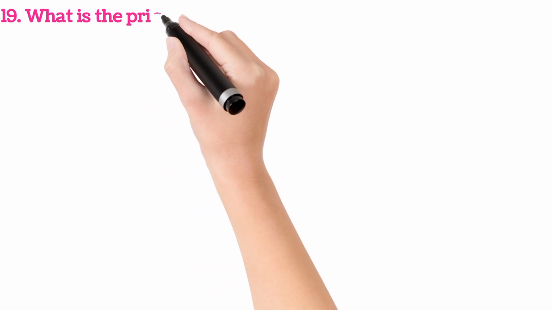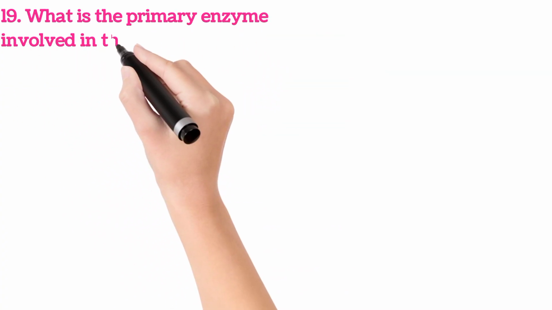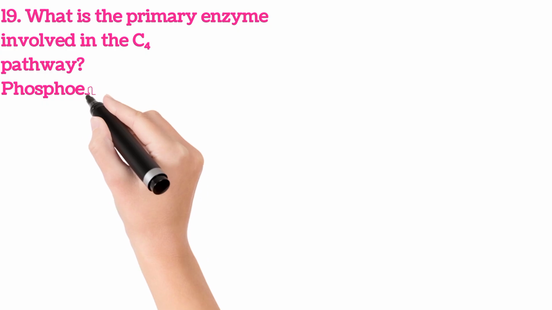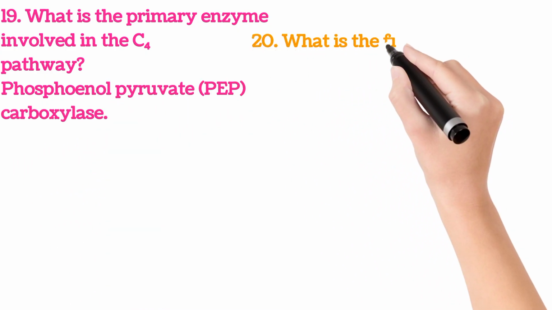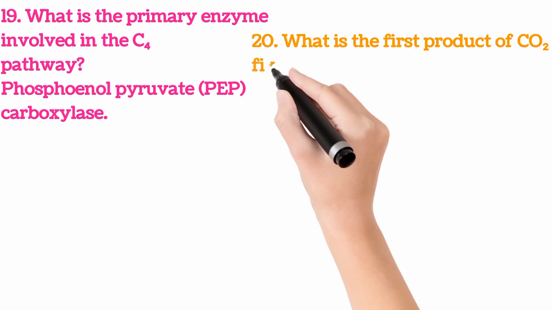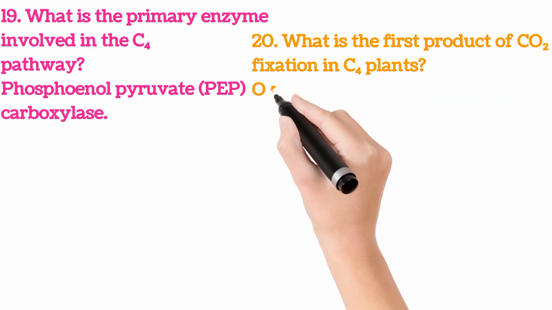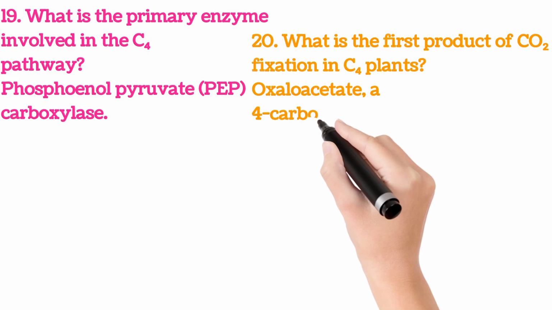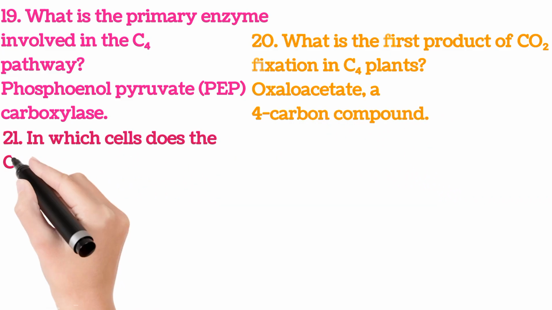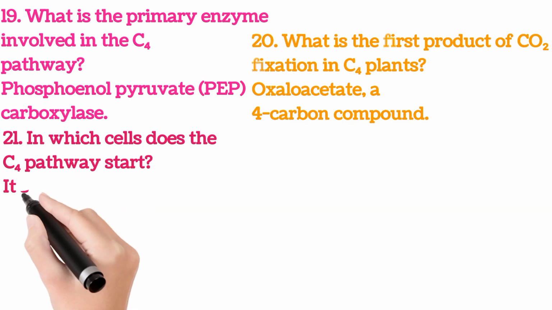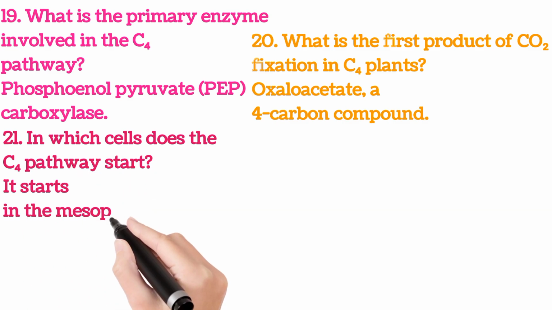19. What is the primary enzyme involved in the C4 pathway? Phosphoenol pyruvate carboxylase. 20. What is the first product of CO2 fixation in C4 plants? Oxaloacetate, a 4-carbon compound. 21. In which cells does the C4 pathway start? It starts in the mesophyll cells.